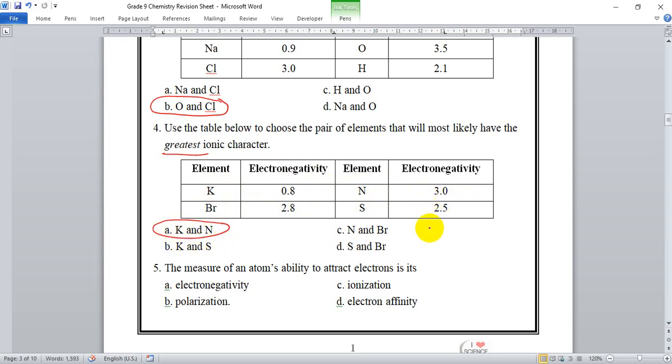The measure of an atom's ability to attract electrons is electronegativity, polarization, ionization, or electron affinity. It is electronegativity. Choice A.